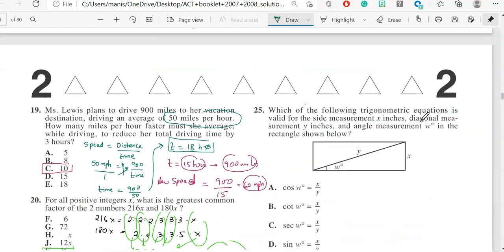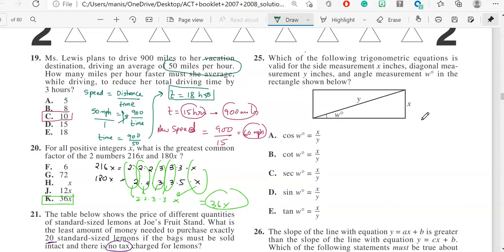Okay, let's go to this problem over here. Question number 25. Which of the following trigonometric equations is valid for side measurement x inches, diagonal measurement y inches, and angle measurement w degrees in the rectangle shown below?